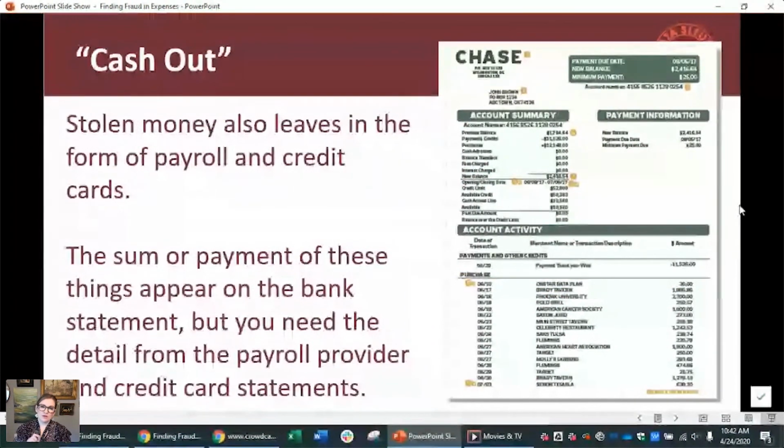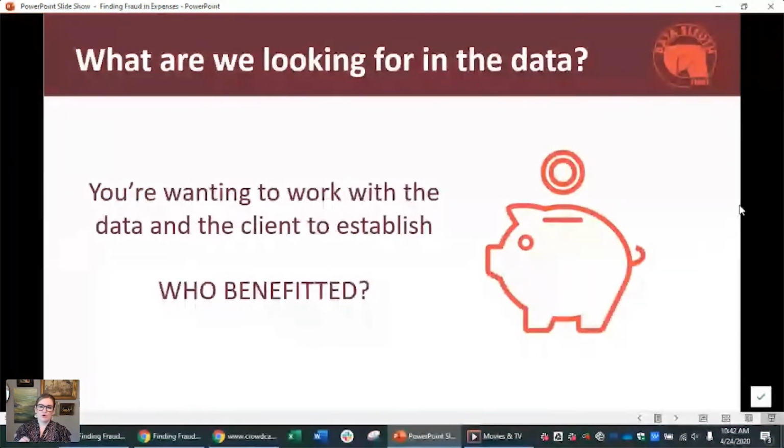Now, stolen money also leaves through payroll, like we've talked about, and it also leaves through credit cards. Your cash account will show all of the payments to credit cards, but those are going to be lump sum payments. Then you have to go to the credit card statements to see whether those transactions benefited the employee or the employer. That's where you get the detail, because just because they made credit card payments doesn't necessarily mean it was a bad transaction. Once again, we have to look for who benefited.